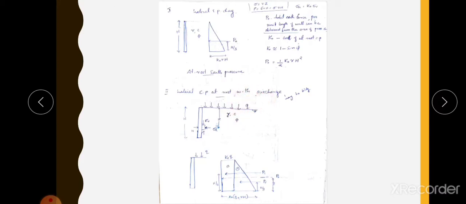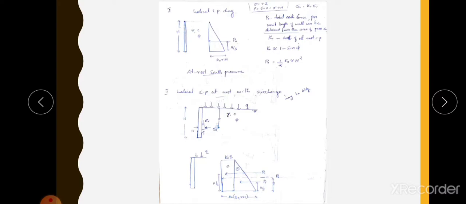As in this figure, since the vertical stress at every elevation is considered to increase by q, the lateral earth pressure increases by k naught into q. Since the vertical stress increases uniformly at every elevation by q, what is the increase of lateral pressure? Lateral pressure increases by k naught into q, since it is at rest condition. So based on this we can draw the earth pressure diagram.